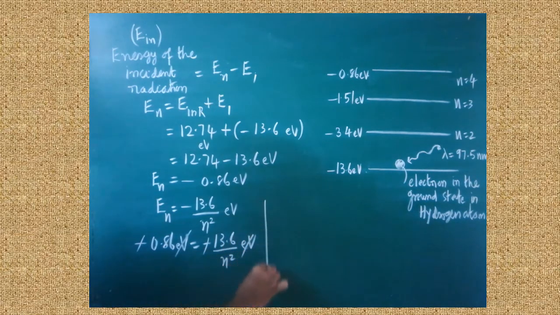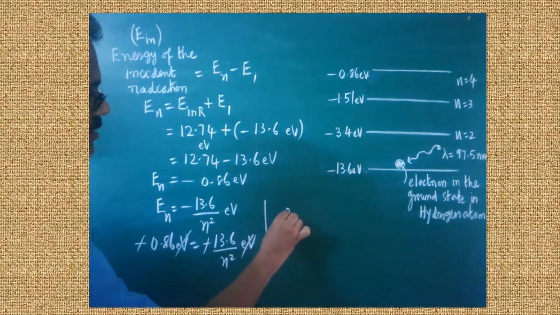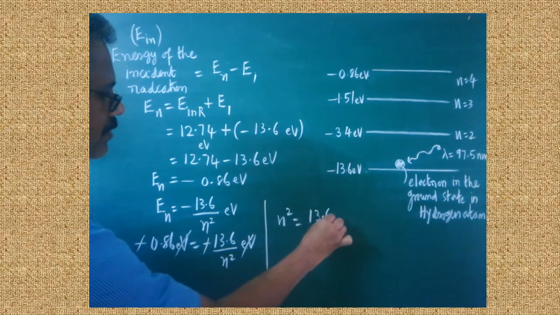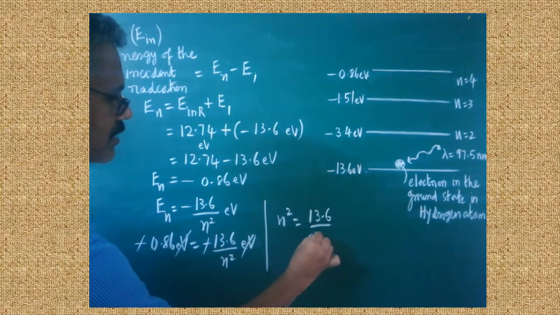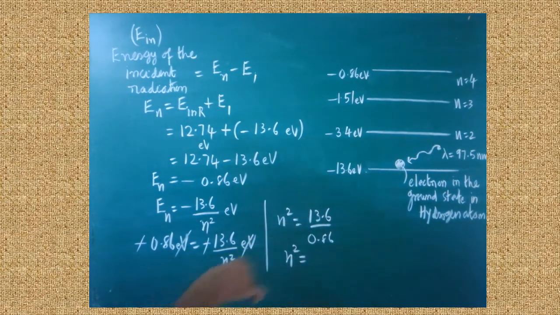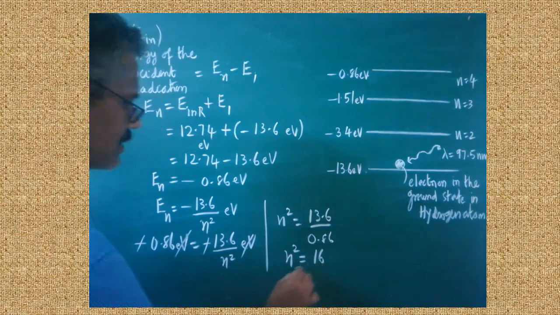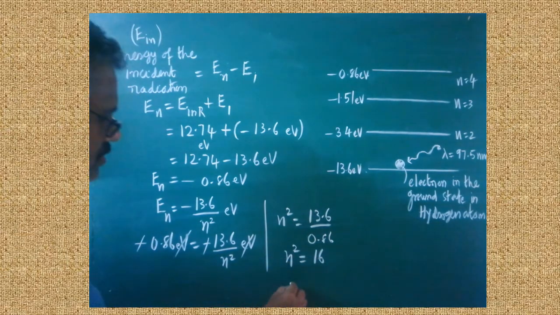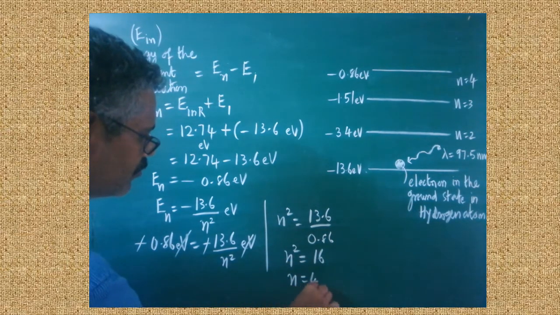Now we can cross multiply the value. N square is equal to 13.6 divided by 0.86. So if you calculate, roughly you will get n square is equal to 16. Therefrom we are able to get the value of n as 4.